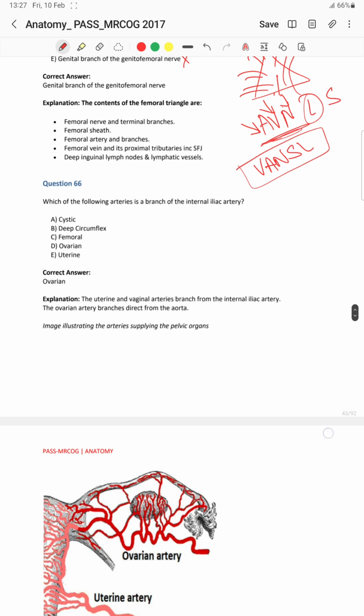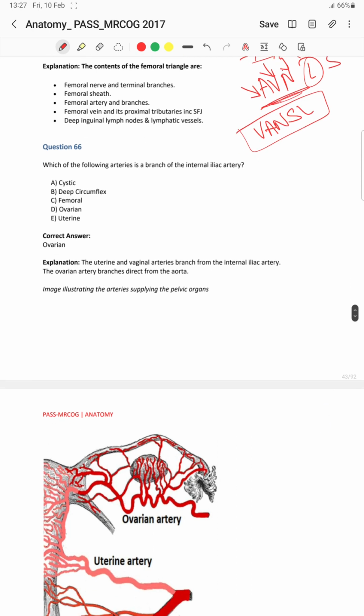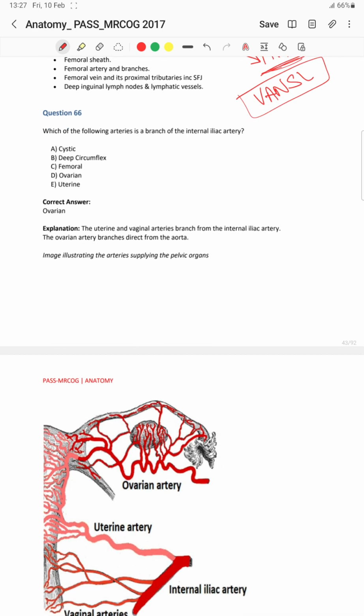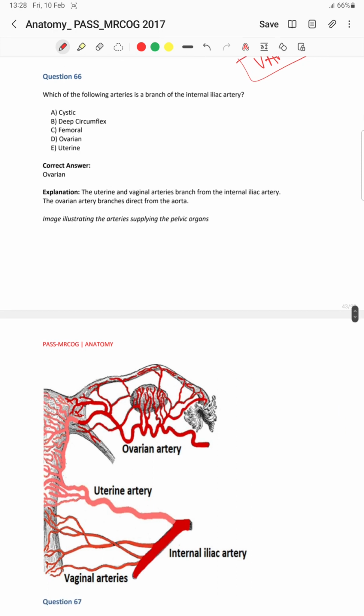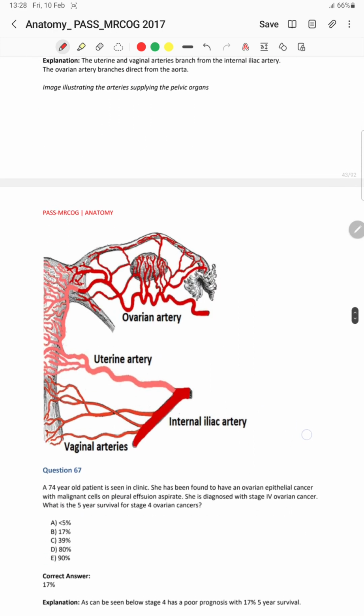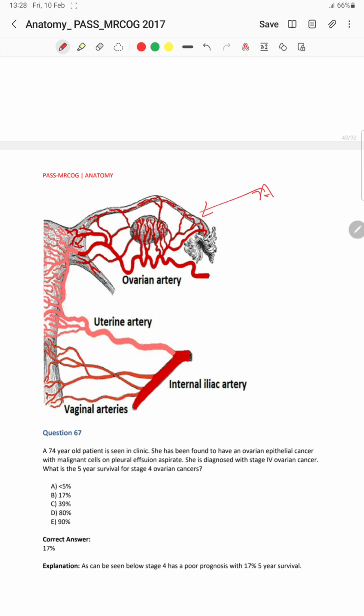Okay. Which of the following arteries is a branch of the internal iliac artery? The uterine and the vaginal arteries are branches of the internal iliac artery. The ovarian arteries come from the aorta. The option is not here, but there is the option of the uterine. So you can say that in the given options, the uterine is one of the arteries which is a branch of the internal iliac artery, and the ovarian is not the correct answer, because we have discussed that the ovarian arteries arise directly from the aorta. So the ovarian arteries come from the aorta. The uterine arteries and the vaginal arteries come from the internal iliac artery.